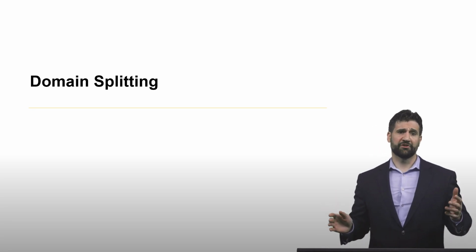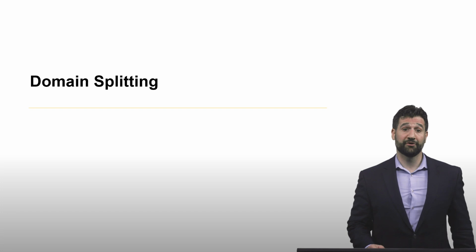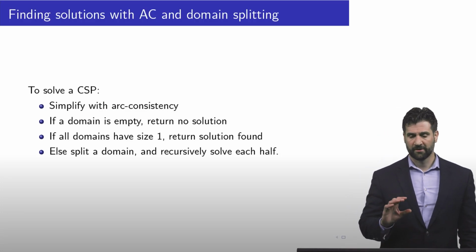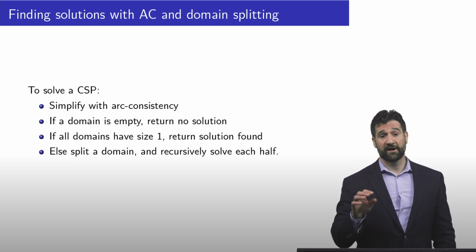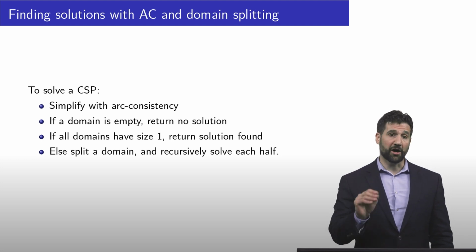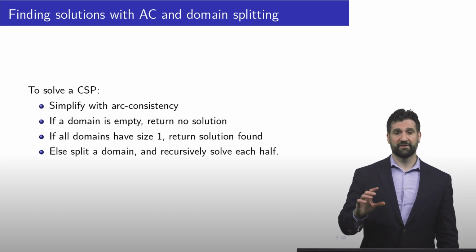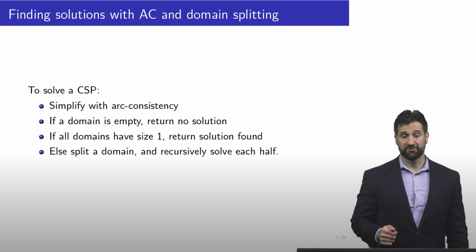Welcome back. In this lecture, we'll discuss domain splitting, which is another technique that will help us solve constraint satisfaction problems more efficiently. So when we looked at arc consistency, that's a way where we can simplify a constraint satisfaction problem. And if we get lucky and there is an empty domain or all domains have the size of 1, we either have no solution or we have a unique solution found.